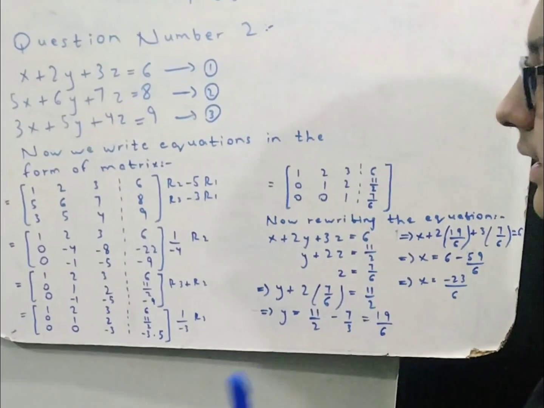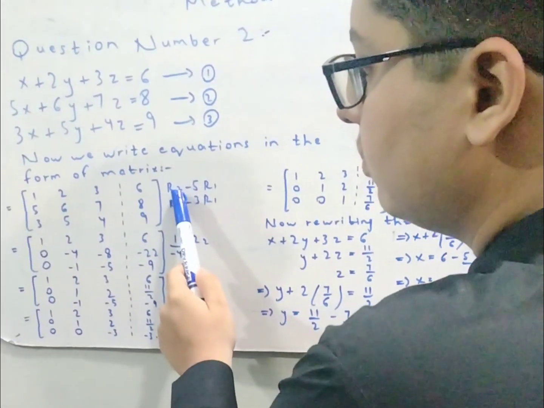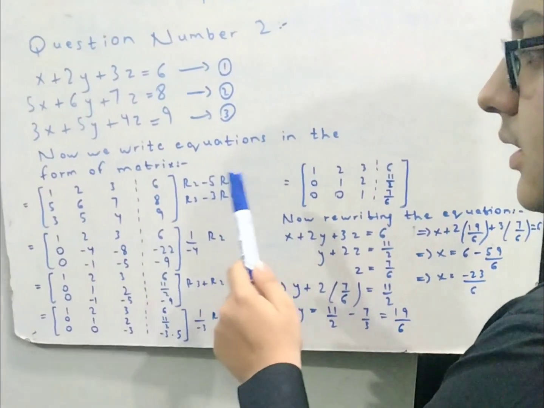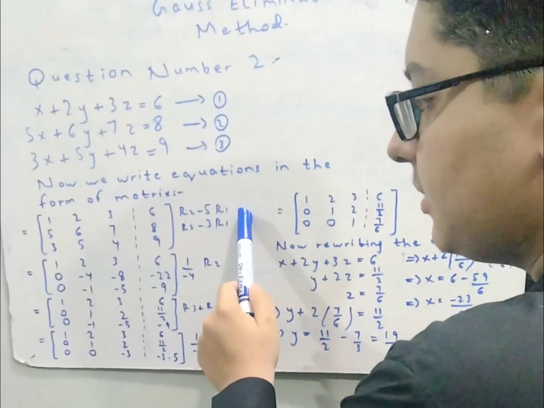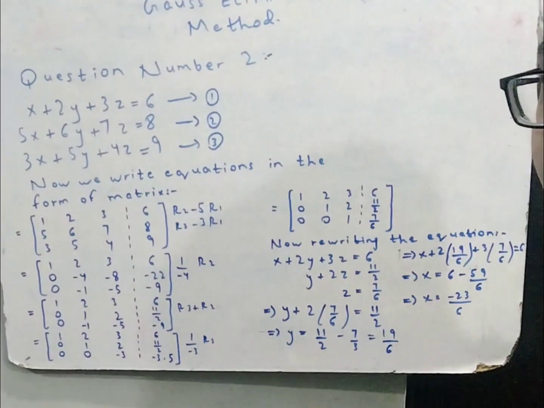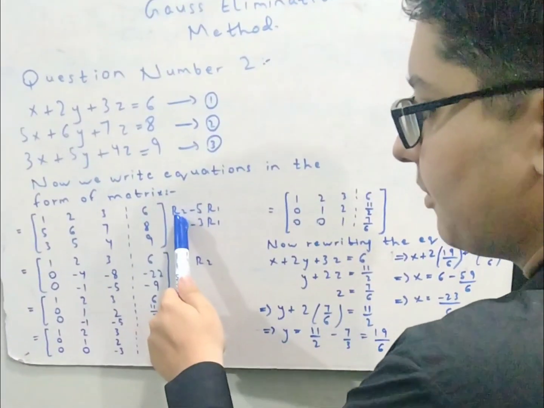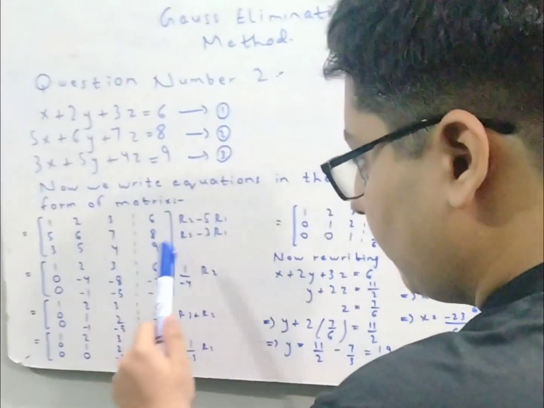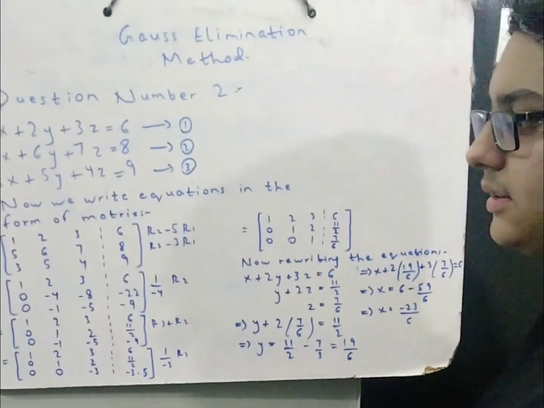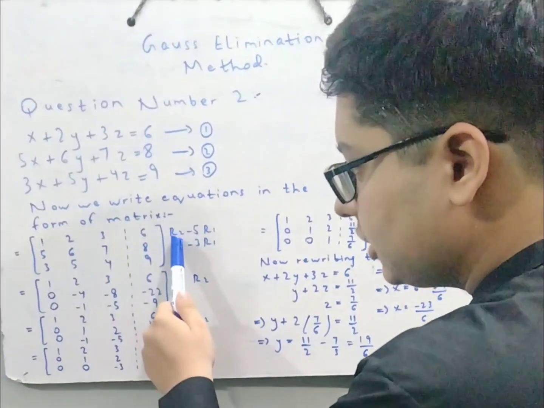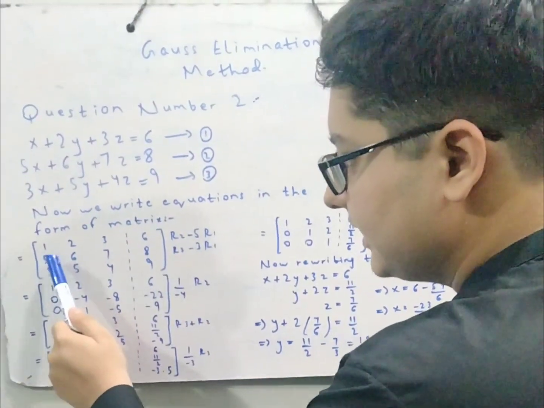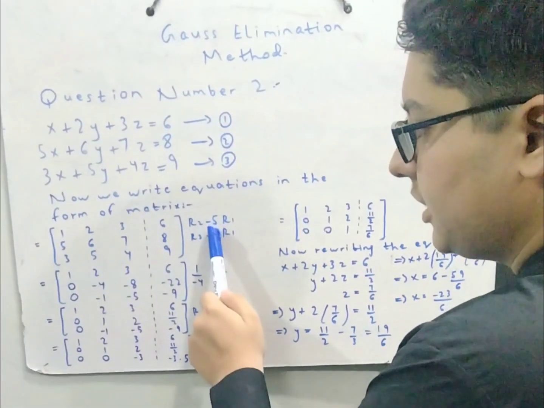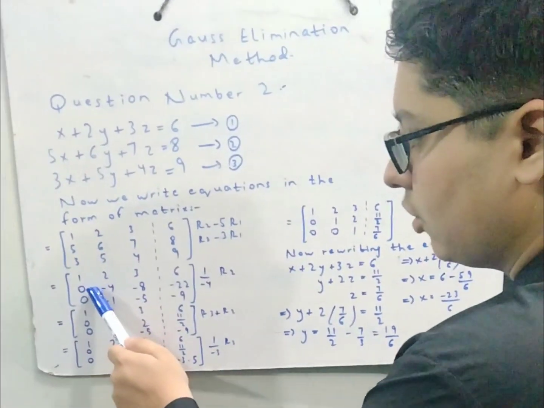Now what I am doing here, I am doing row 2 subtraction with 5 row 1. 5 row 1 means I first multiply row 1 with 5 and then subtract row 2 with row 1. Why I am doing this? Because in this situation I get this 5 becomes 0. And after this operation this 5 becomes 0.